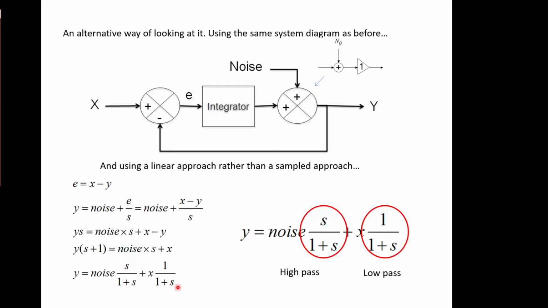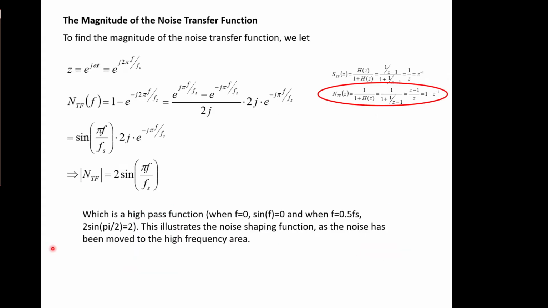And we can maybe recognize these as a low pass filter, a single pole low pass filter, and this as a high pass filter, single order. So again, the noise is modified by a high pass response, and the signal is modified by a low pass response. So this is the same but without the switching and without the Z transform. So if you're not happy with Z transforms, you can get the idea from this, and it's the concepts that are important at this level anyway.